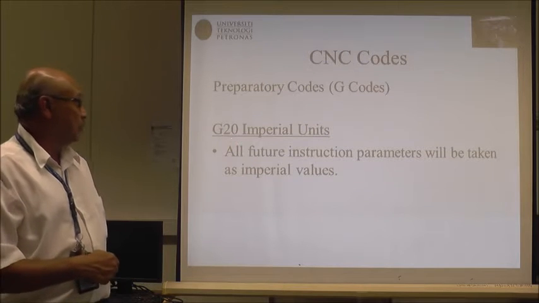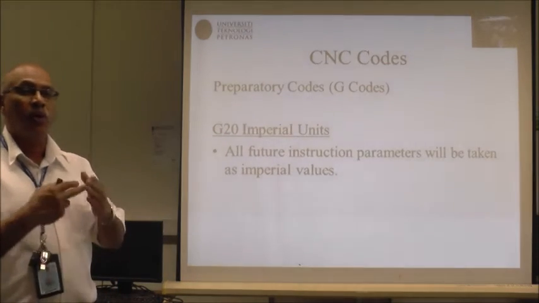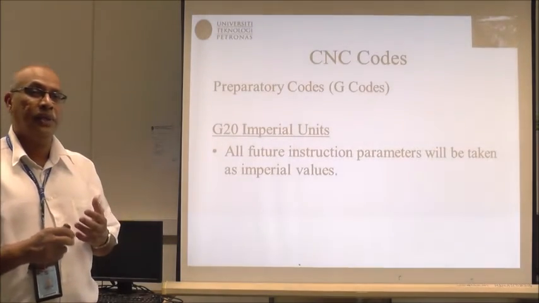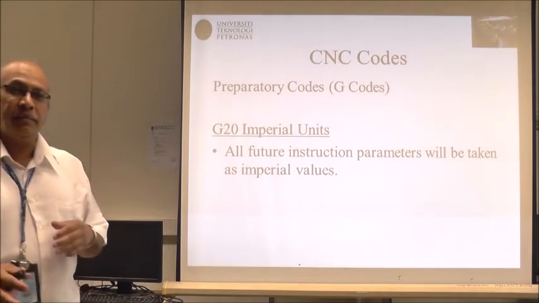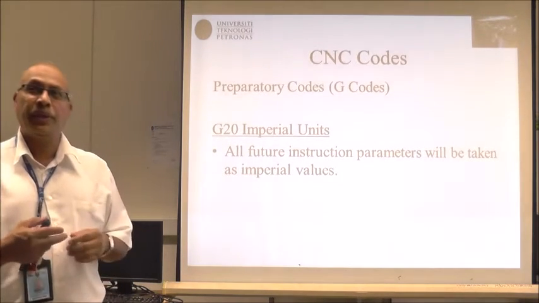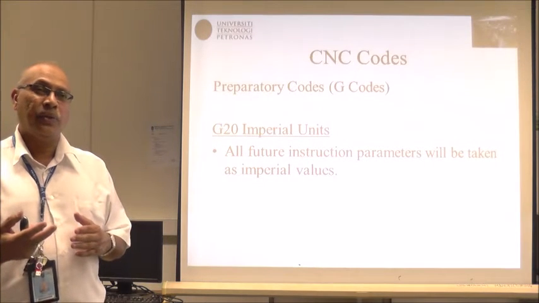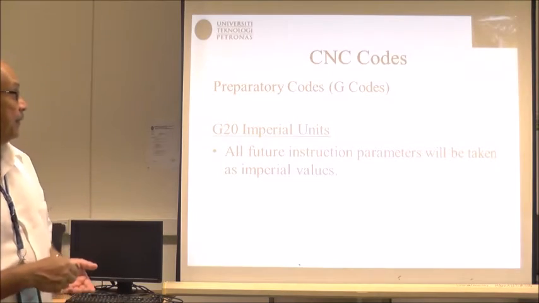G20. So G20 is inferior unit, meaning if you give a G20, all the X, Y, Z values will be in inch. And in Malaysia, in Asia, we hardly use G20 because we are using international standard. So we are using G21, which is metric. So we go to the next slide.